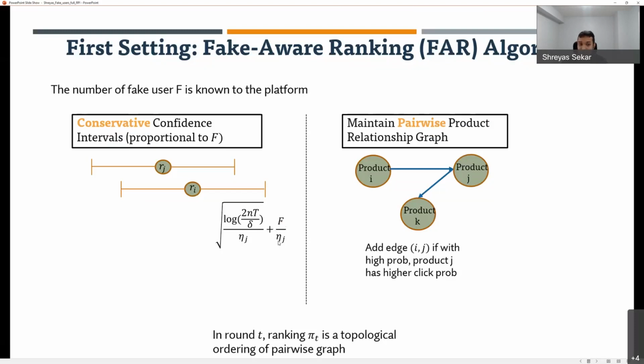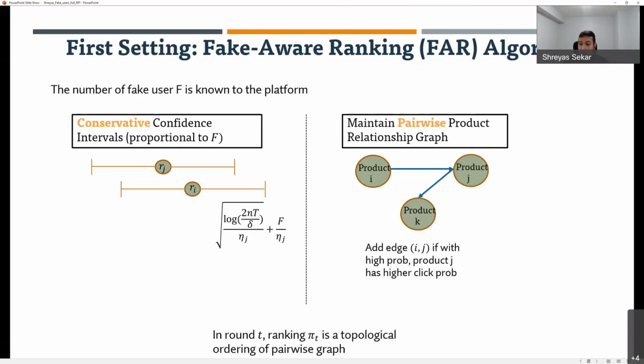Now remember, in this setting, we know the number of fake users, right? That's why it's the fake aware setting. So I get to use this knowledge to augment my confidence intervals. The high level interpretation for this is that I'm being more conservative in my decision making. The traditional UCB type algorithm would be very quick to jump the gun and say, hey, this product is better than this product. But because my confidence intervals are so large, it takes much more time for me to come to a conclusion that product I is better than product J.